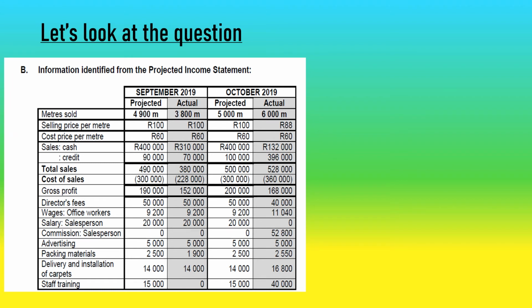So don't do that. Think of it logically. Think about what goes in a cash budget, only cash items. What goes into a projected income statement, items that you would normally put. This is just on a per month basis, nothing else.